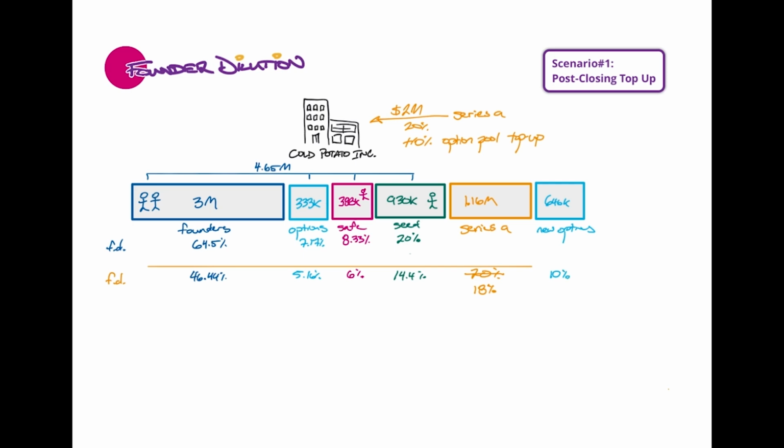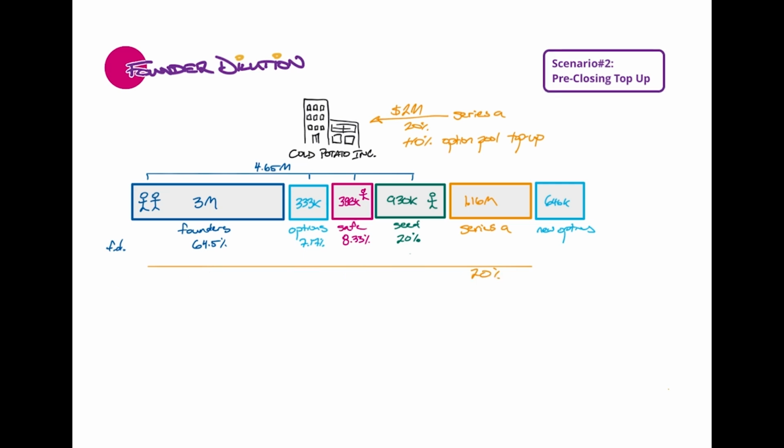Obviously, if you're an investor, this isn't great. You wanted 20% of the company and you've been diluted down immediately to 18%. So how do investors address this? Well, they make the existing shareholders bear the dilution by increasing the option pool before the financing closes. So let's have a look at what that looks like.